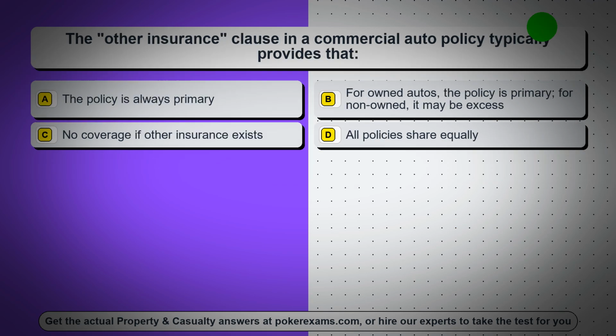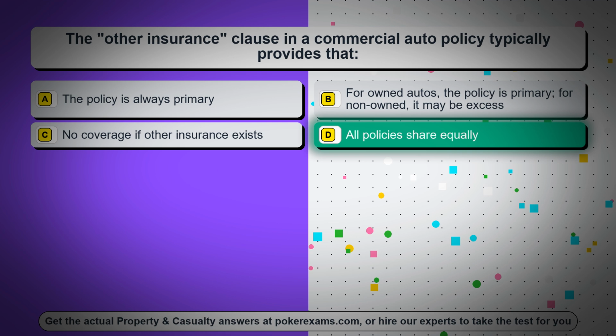Question 9. The other insurance clause in a commercial auto policy typically provides that: Option A, the policy is always primary. Option B, for owned autos, the policy is primary; for non-owned, it may be excess. Option C, no coverage if other insurance exists. Option D, all policies share equally.